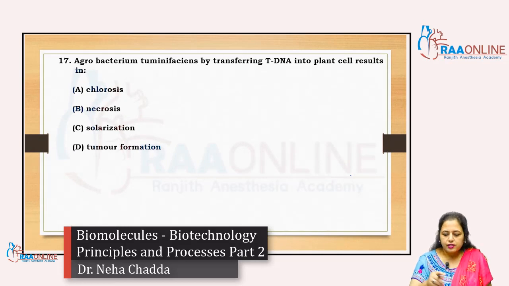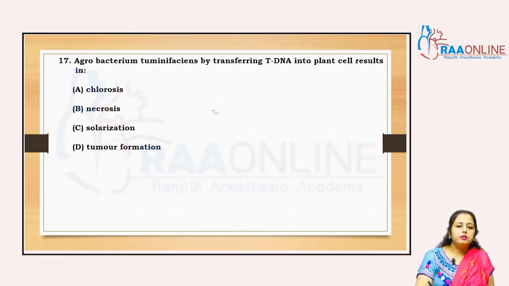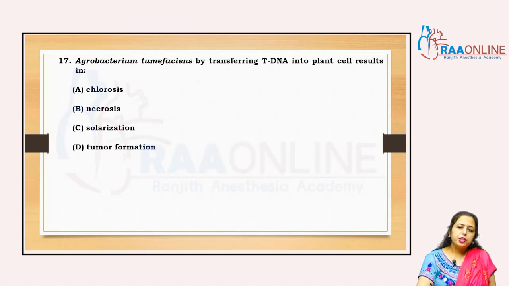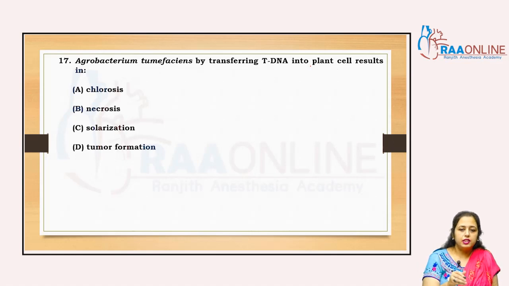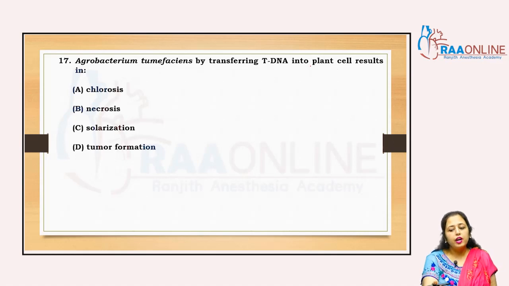Now come to the next. Agrobacterium tumefaciens, by transferring the tDNA, that is transfer DNA, into the plant cell, results in what? The piece of DNA called the tDNA transforms the normal plant cell into a tumor cell, and these tumor cells directly produce the chemicals which are required by the pathogen.